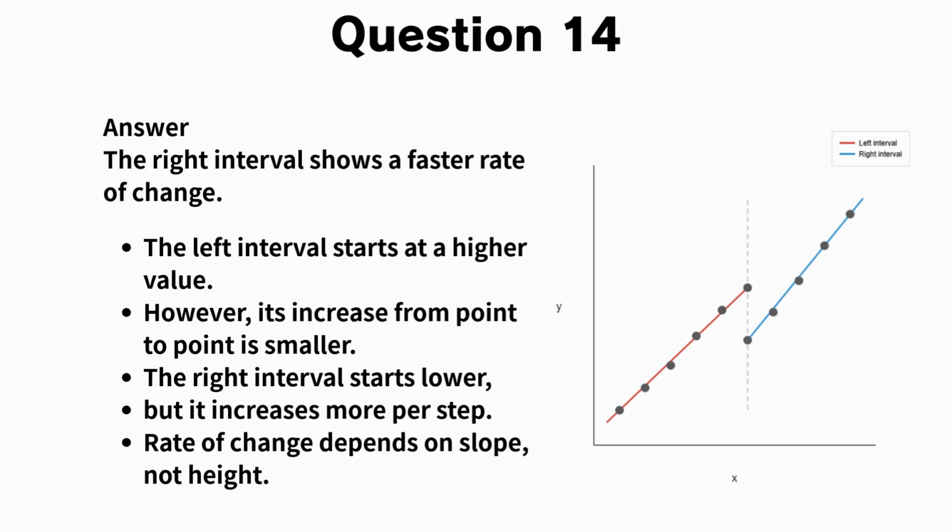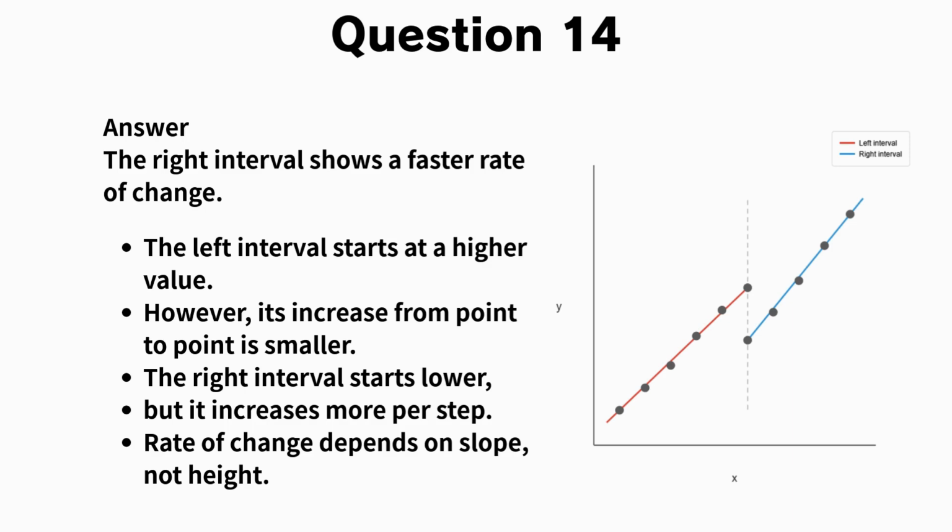All right, let's go over question 14. The right interval shows a faster rate of change. The left interval starts at a higher value on the graph. However, its increase from point to point is smaller. In contrast, the right interval starts lower, but it increases more for each step along the x-axis.